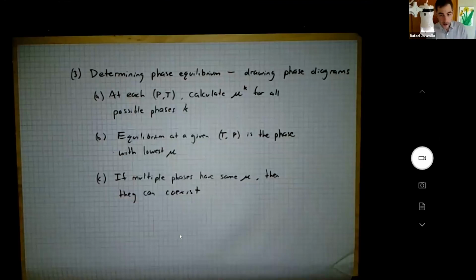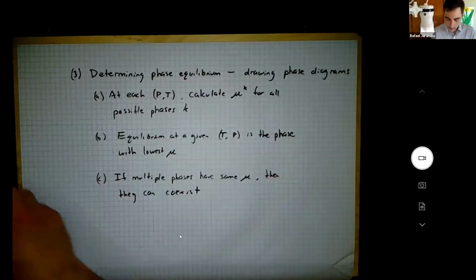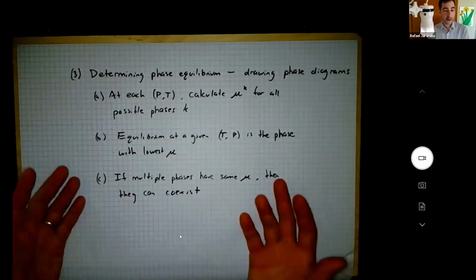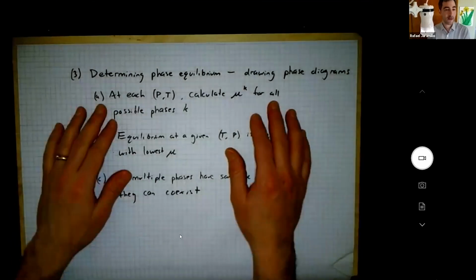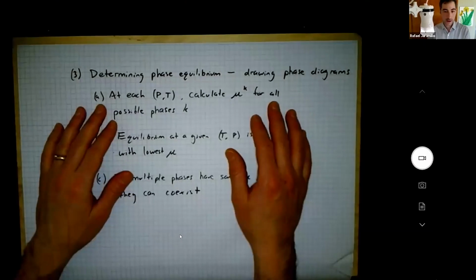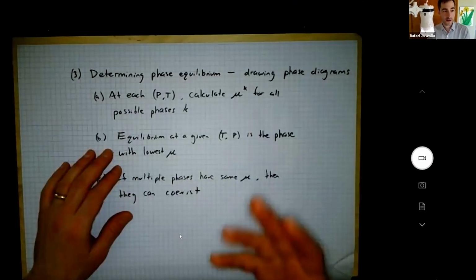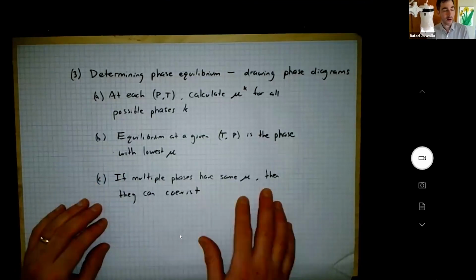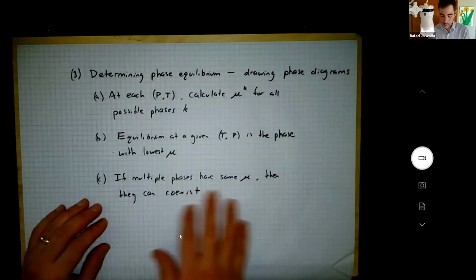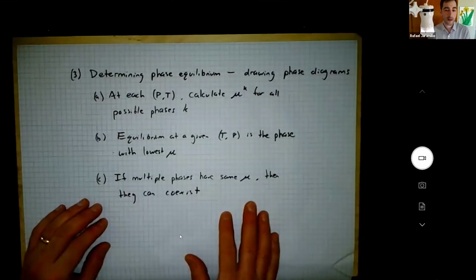And I'll tell you, this is how CalPhaD software does it. So soon you're going to be playing with CalPhaD software. If you haven't downloaded and installed ThermoCalc student version, please do so. And really the software helps you gain an intuition for this. What the software does is it calculates mu of k for all the phases that it knows about. And then it goes Gibbs free energy price shopping. It looks for the lowest one, and it makes a map of the lowest ones. And where two phases coexist with the same chemical potential, it draws a coexistence line or a coexistence point.